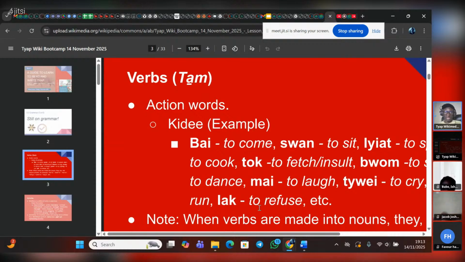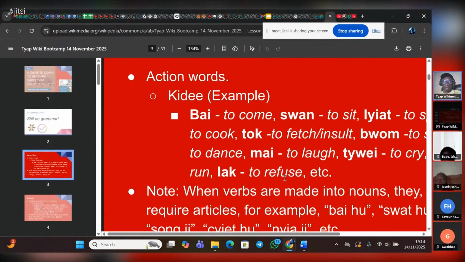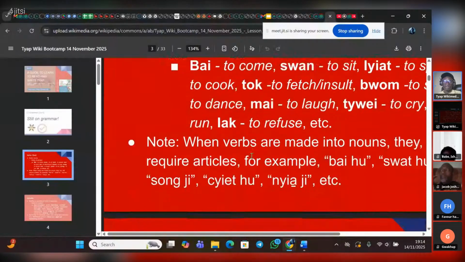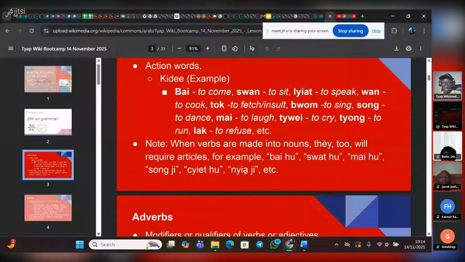So we have in English this very word "to" added to verbs, so you can understand that these are verbs. But in Tyap we don't have that kind of "to", like in English, or like the Germans add -en at the end of their verbs. So what we have is just the word plainly as it is written, and these words can be converted to nouns the way they are, and sometimes they are used themselves as nouns and at the same time as verbs. But then we have to note that verbs that are made into nouns, they too will require articles. That's, they will require definite articles.